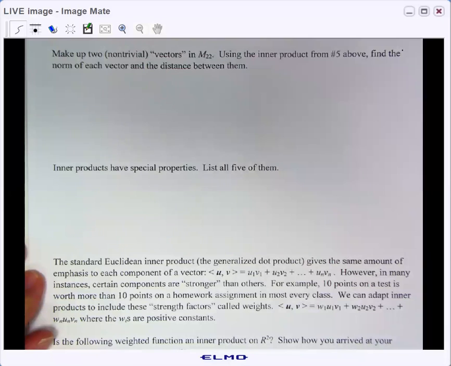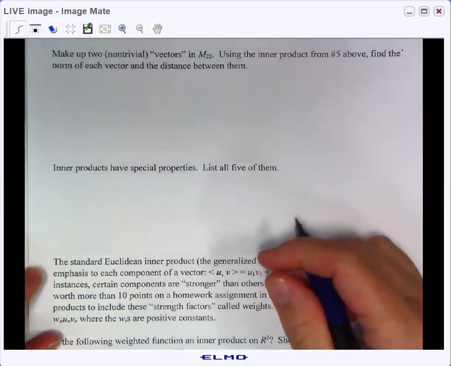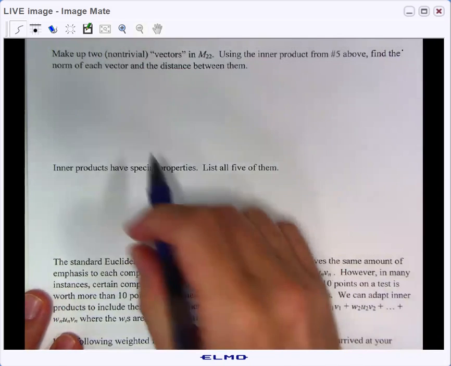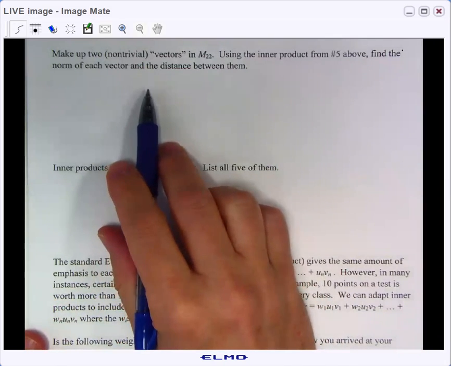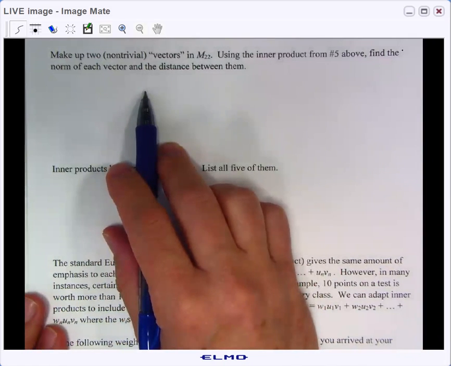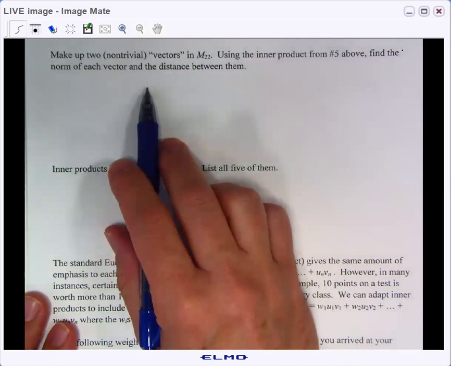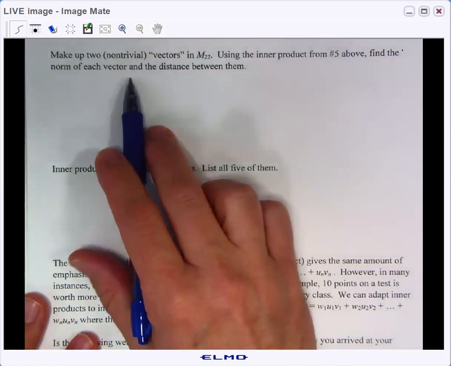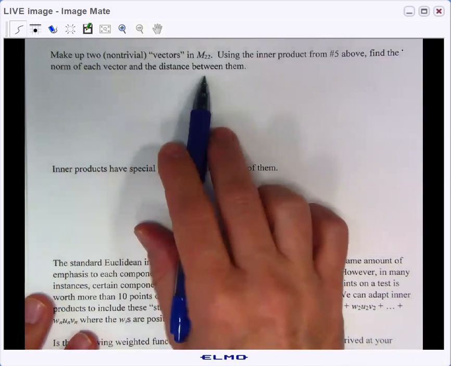And we're back for part 3 of section 6.1, learning about inner products. So we'll make up two non-trivial vectors in M22, and then using our inner product from number 5 above, which looked a lot like the dot product for R4, we'll find the norm of each vector and the distance between them.